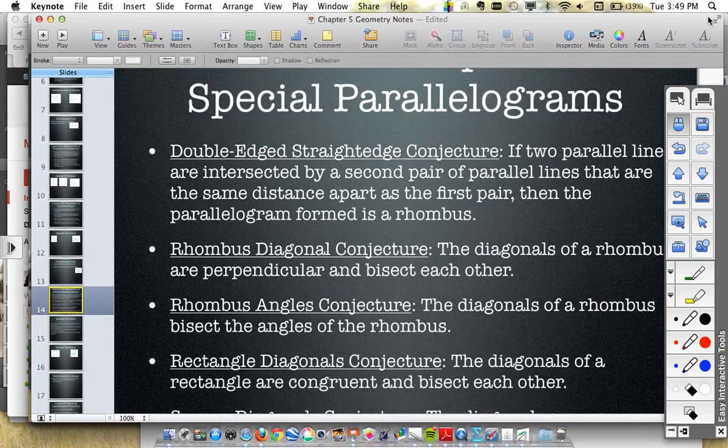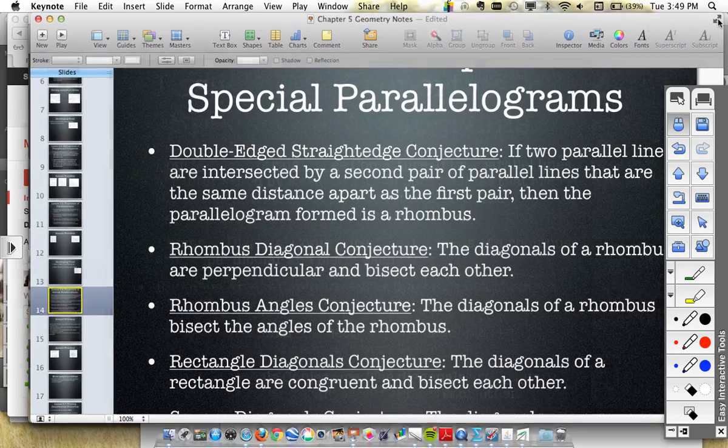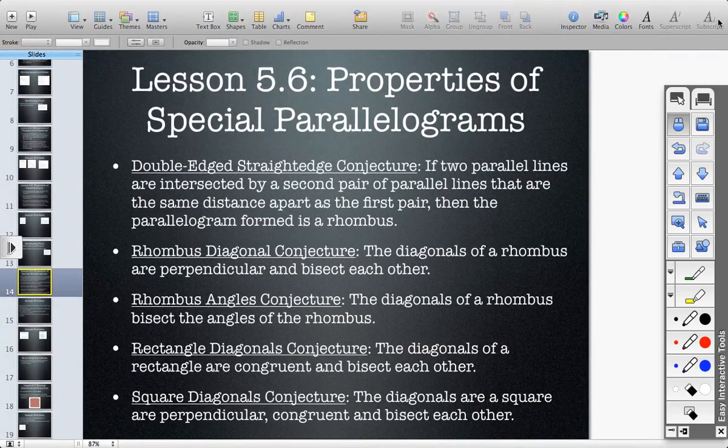All right, so we are going to continue with lesson 5.6, properties of special parallelograms. So we have lots of conjectures that we talked about in 5.6. One was the double-edged straight-edge conjecture. So if two parallel lines are intersected by a second pair of parallel lines that are the same distance apart as the first pair of parallel lines, then the parallelogram formed is a rhombus.